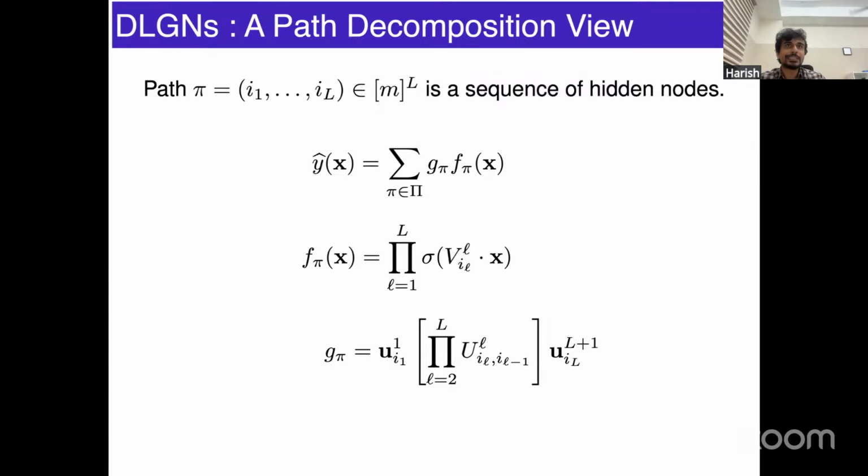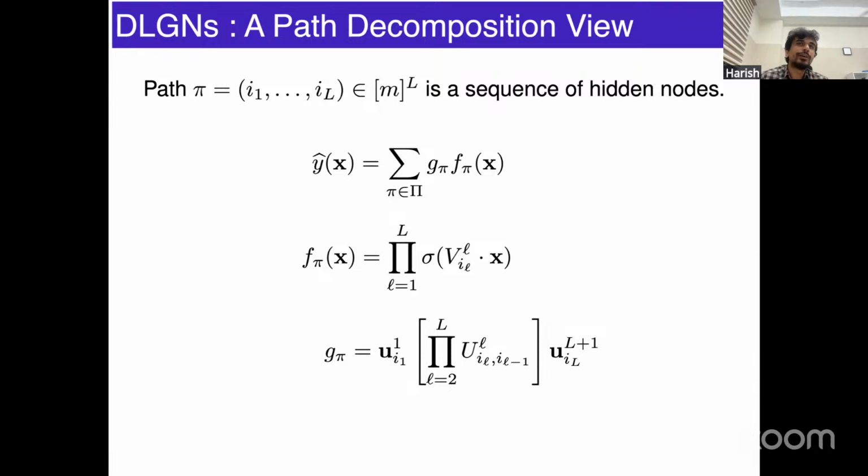g pi is just a scalar which we can parameterize, and the key thing here is to observe f pi. So f pi of x is given by the gating function. You can ignore the g pi for now, since g pi is just parameterizing the weights for every path. f pi, on the other hand, is expressed as a product over the L layers.